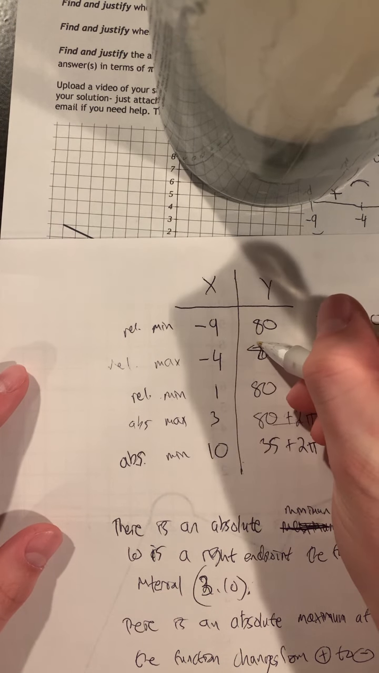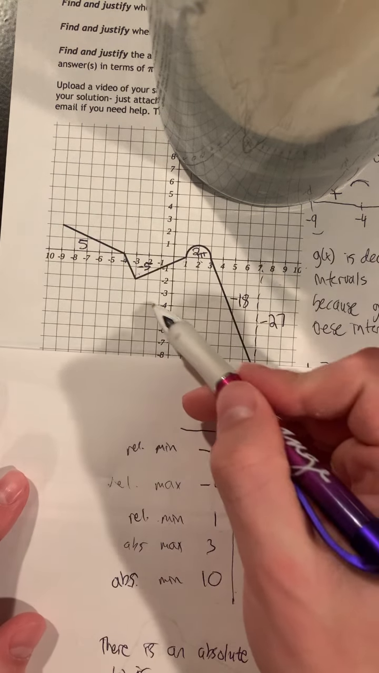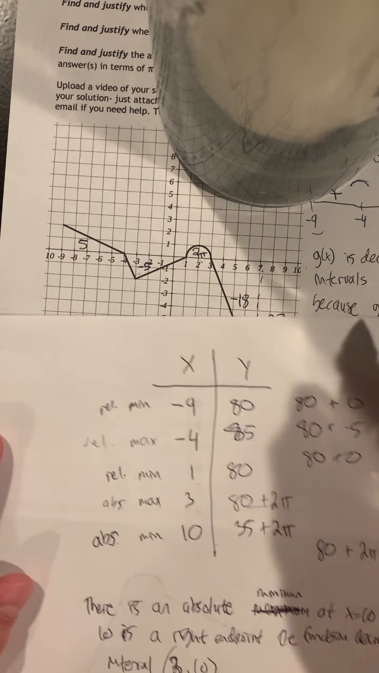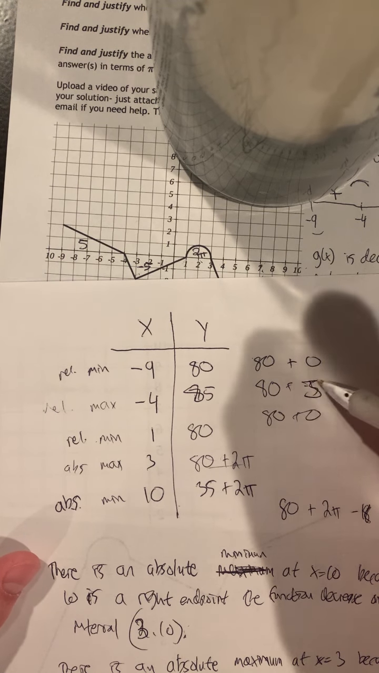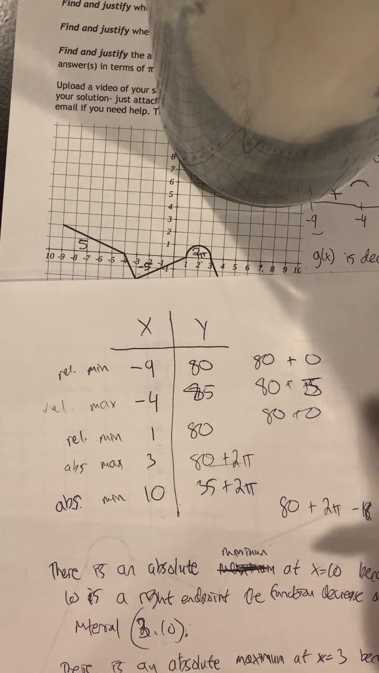Small correction. At -4, the y value is actually 85. I just forgot to flip it when I was going backwards. So it should be 80 plus 5. So yeah, that's all.